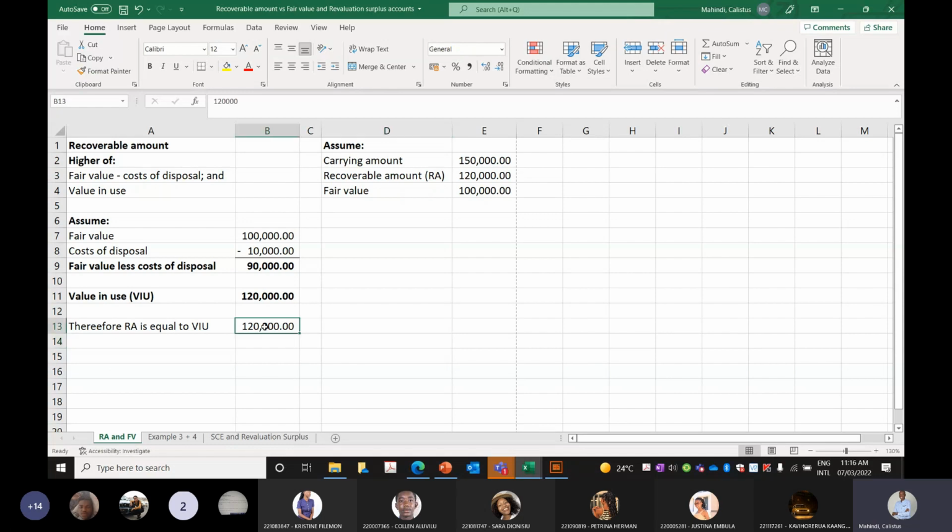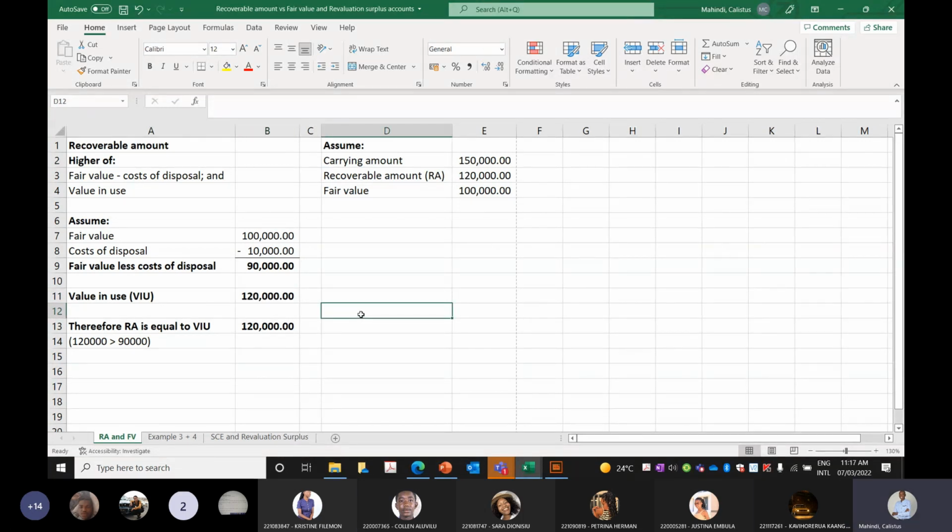So in this instance, the recoverable amount is 120,000 because 120,000 is greater than 90,000. Thus, the recoverable amount should be 120,000. So what does this mean? It means if you had an option of selling this asset, you would receive 90,000. But if you decided to use it, the present value of the cash flows that you could get from using the asset would be 120,000. So the entity would rather decide to use the asset than to sell the asset.